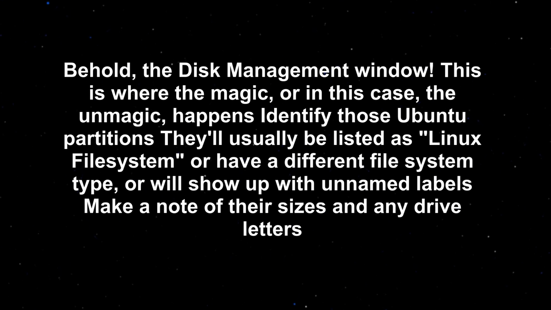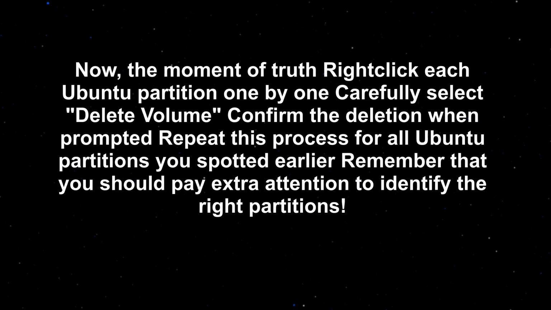Identify those Ubuntu partitions. They'll usually be listed as Linux file system or have a different file system type, or will show up with unnamed labels. Make a note of their sizes and any drive letters. Now, the moment of truth: right-click each Ubuntu partition one by one, carefully select Delete Volume, and confirm the deletion when prompted. Repeat this process for all Ubuntu partitions you spotted earlier. Remember that you should pay extra attention to identify the right partitions.